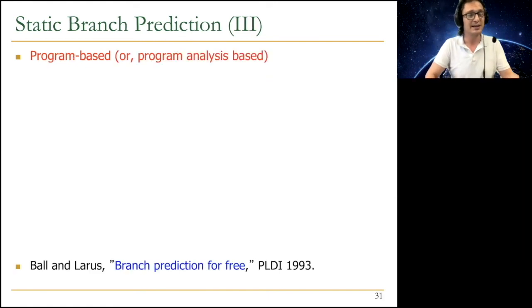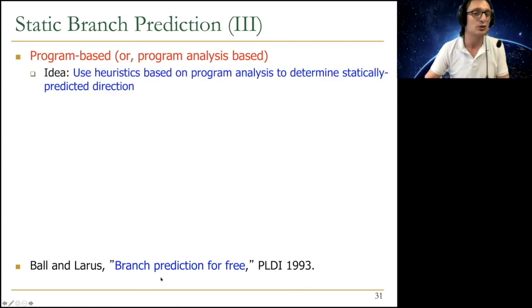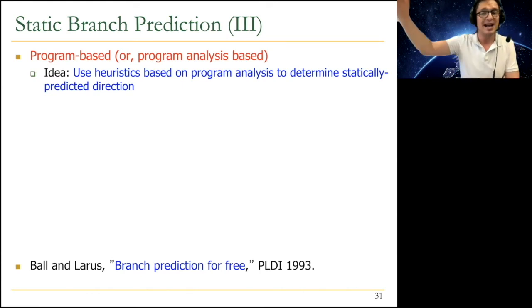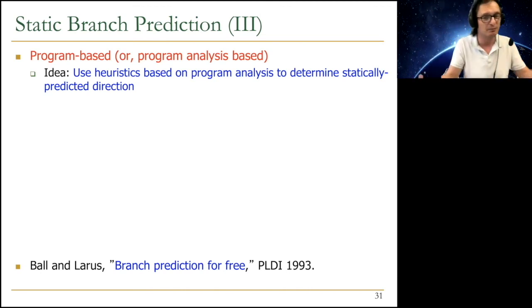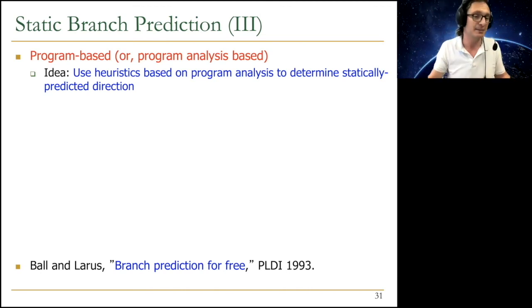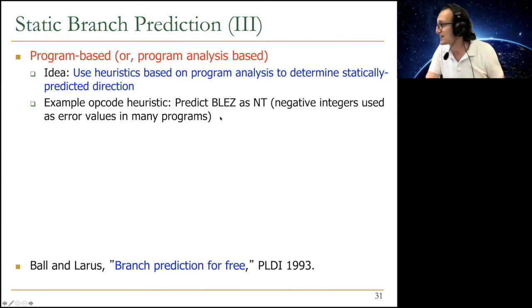Okay, there's another approach to static branch prediction. It's called program-based prediction or program analysis-based prediction. It's discussed in this beautiful paper, the Branch Prediction for Free paper. The idea here is to use heuristics based on program analysis, not necessarily profile analysis, but analyzing the program and the dependencies and the type of branch instructions to determine a statically predicted direction by the compiler. For example, there are many heuristics this paper proposes, but one heuristic is predict branch less than or equal to 0 as not taken.